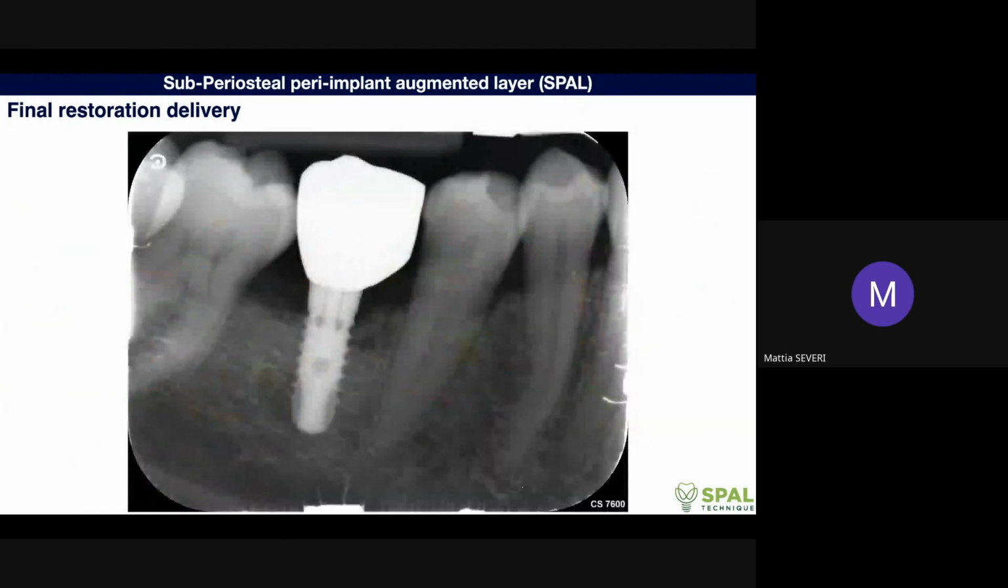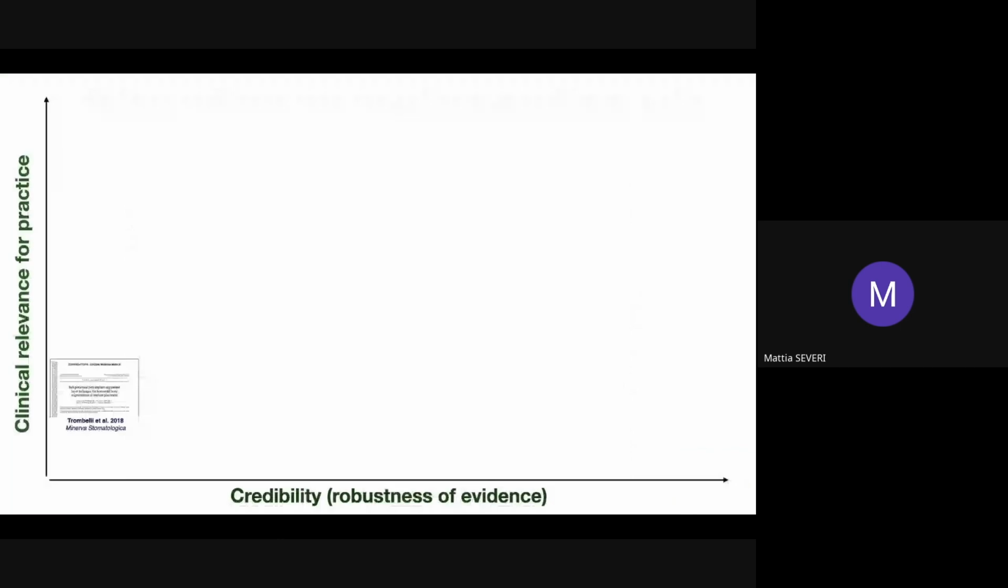This is the X-ray at the time of final restoration delivery. You can see the bone levels are adequate, and the implant is completely surrounded, at least to the examination, by new bone.